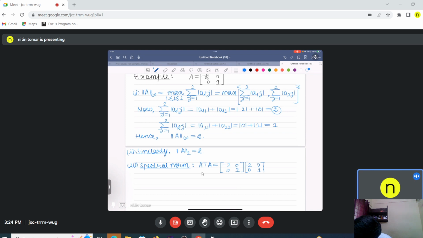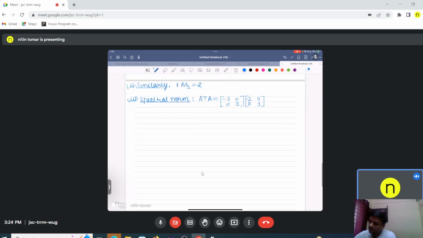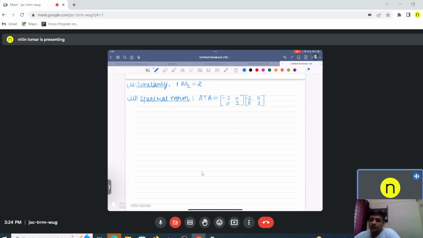I took a matrix very nice, okay, so that I don't have to do much computation, but in general the matrix will not be that nice, so you have to do some computation. So what it will be, the product will be [4 0; 0 1].